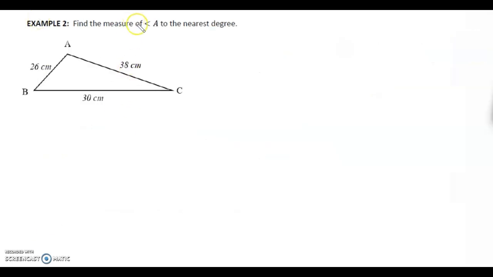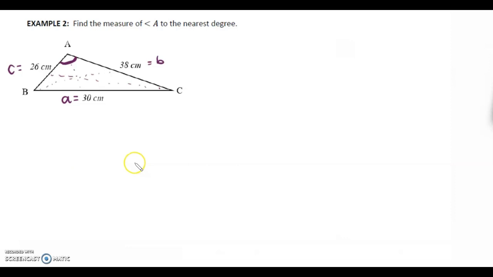Example 2, find the measure of angle A to the nearest degree. So this time we are looking for angle A. So let's label the three sides. Opposite A, we're going to have lowercase a. Opposite B, we're going to have lowercase b. And opposite C, we're going to have lowercase c.